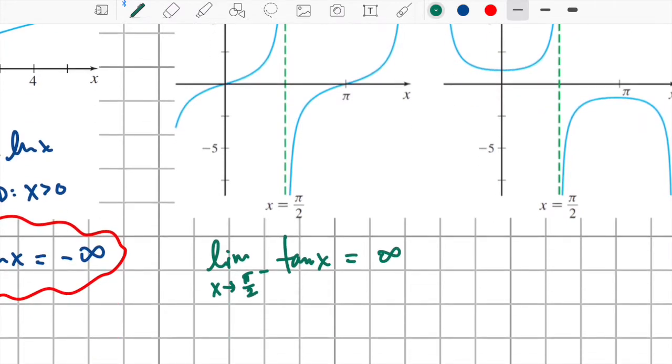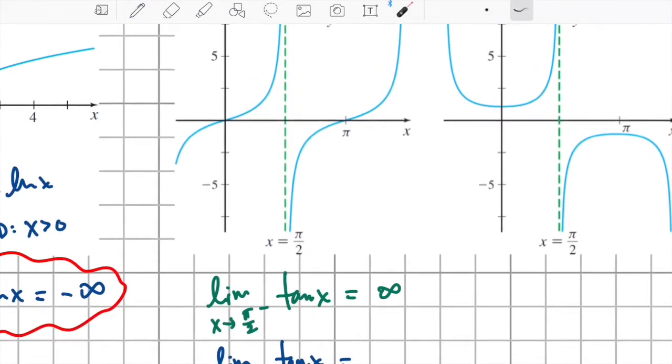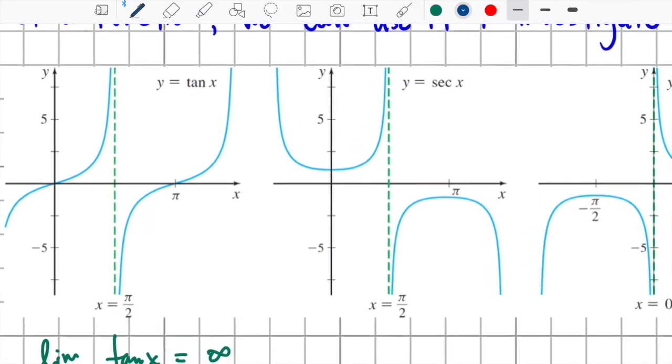Now if we investigate the other limit, the limit as x approaches pi over 2 from the right of tangent of x, if you follow your graph, first let's approach pi over 2 from the right. There it is. What's the graph doing? The graph is going towards negative infinity, so therefore the limit is negative infinity, and therefore the limit does not exist.